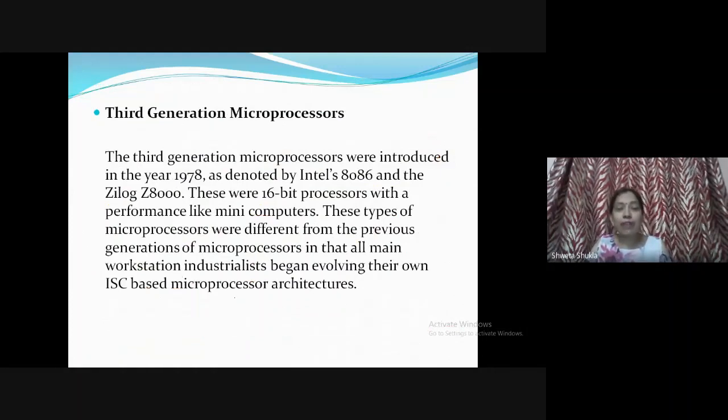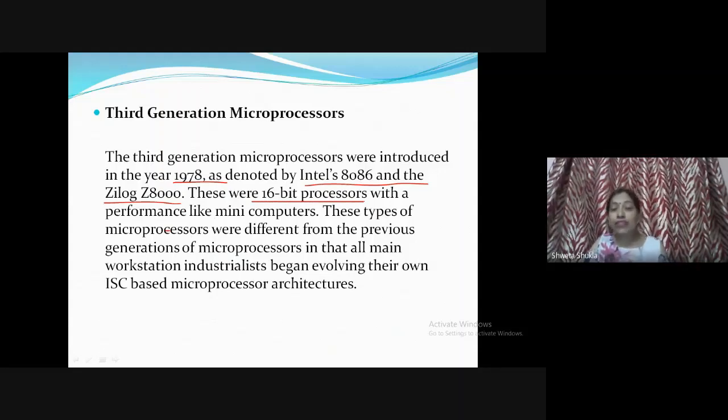Now comes the third generation microprocessor. The third generation microprocessor actually came into existence in 1978, as you can see. And in 1978, the Intel 8086 came into existence along with the Zilog Z8000. Okay, so two different kinds of microprocessors came into the market, and they are 16-bit processors. So instead of 8-bit, now they can deal with 16-bit. That means the more the number of bits increases, the more the speed will increase, and they will take less time to execute. That is the most important part of the third generation.